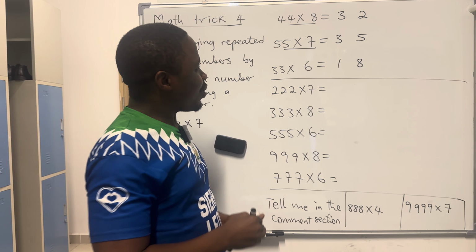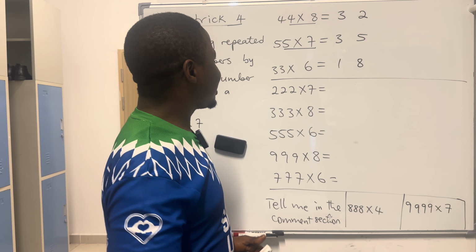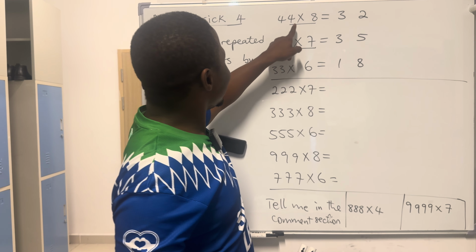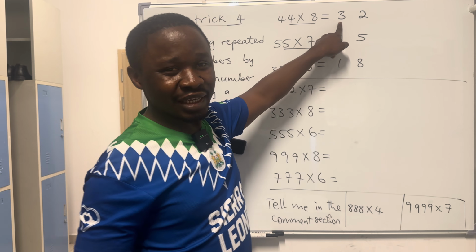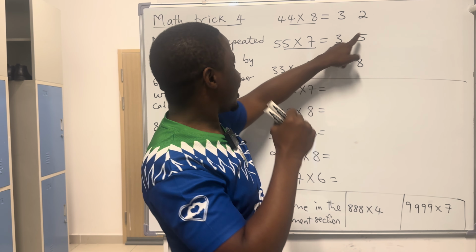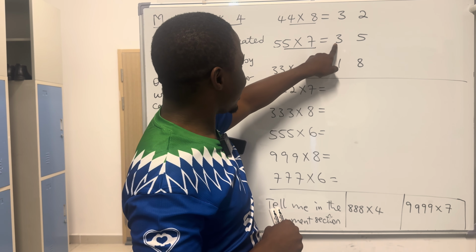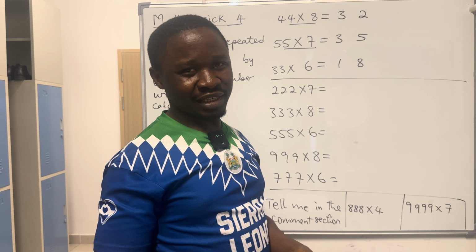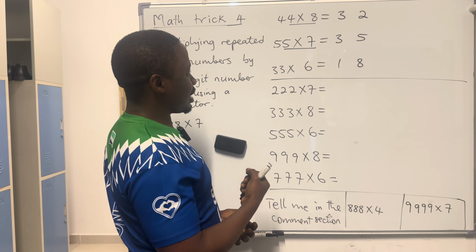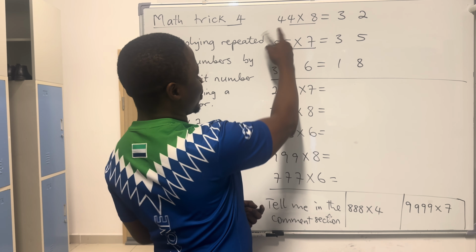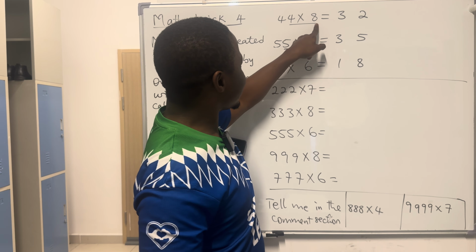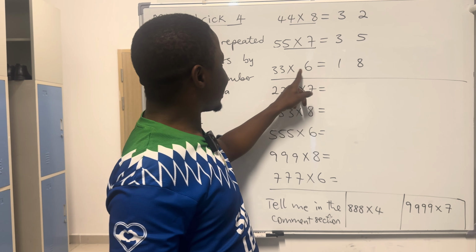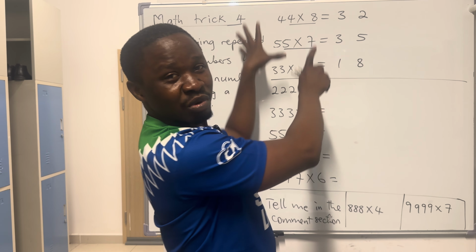So what does this tell you? Under normal circumstances, the result for this starts with 3 and ends with 2. The result for this starts with 3 and the ending is 5. The result starts with 1 and the ending is 8. It sounds interesting, especially when you see 3, you see 5, you see 4. So 4 times 8 is 32, 5 times 7 is 35, 3 times 6 is 18. Let's exhaust this before we come to the next.